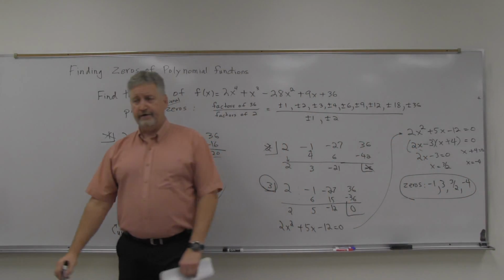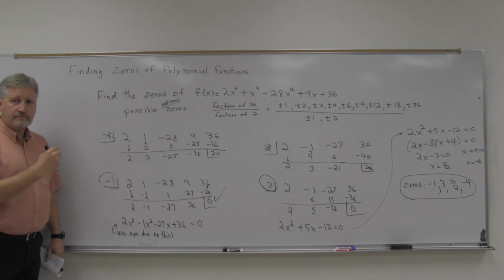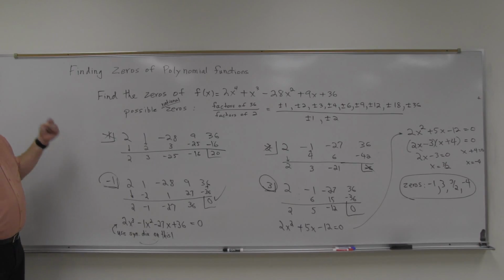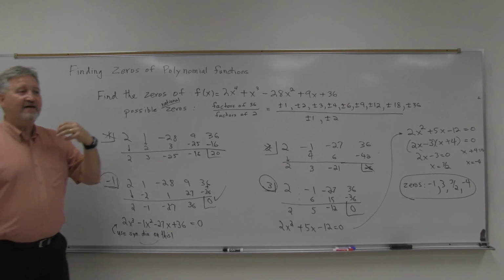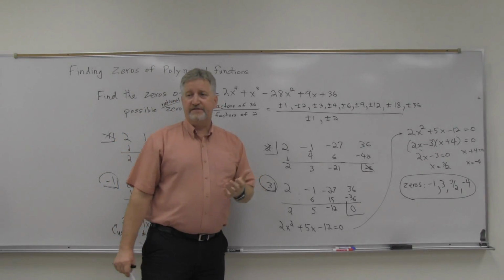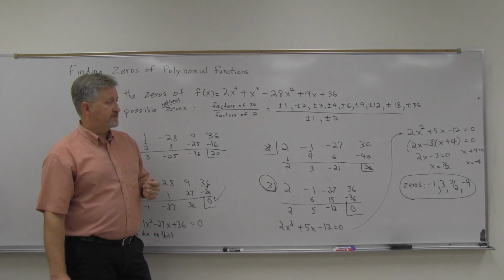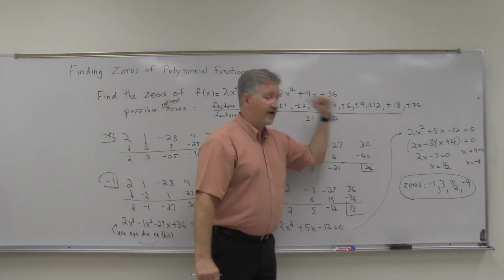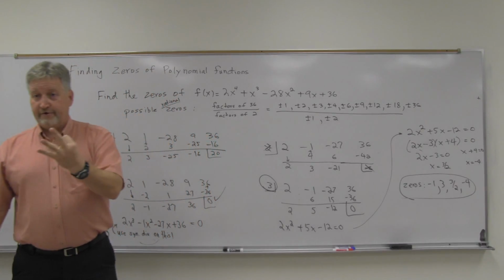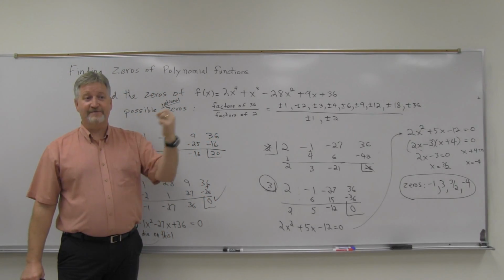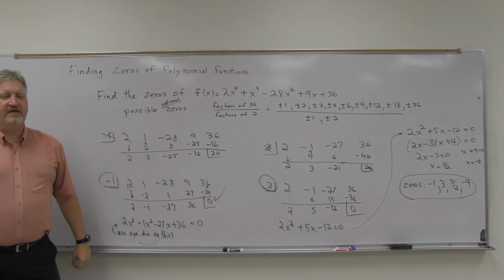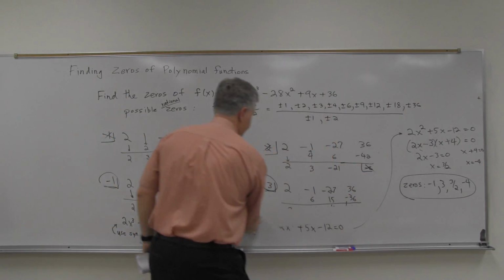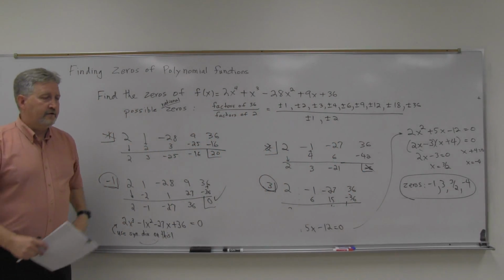And one other thing we might note here is, how many zeros did I wind up with? 4. What was the degree that I started with? 4. Yeah, so if you count multiplicities and all that, the number of zeros will match the degree. So we've got 4 zeros, and a 4th degree. If you look back on the 3rd degree ones we did, we had 3 zeros, 3rd degree. So that's the number of zeros you're looking for. All right. Anything further on that?